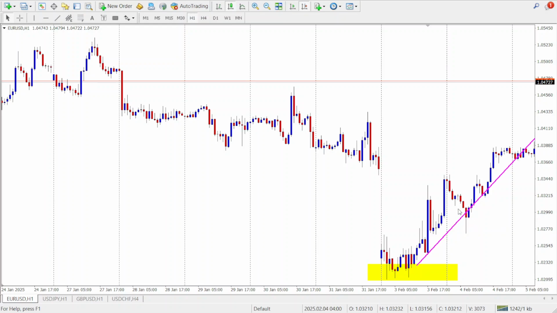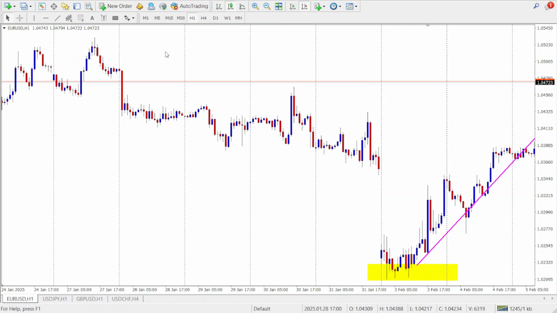Supply and demand zones drawn on 4-hour or daily charts will definitely hold more weight than those drawn on a 15-minute or 5-minute chart. Basically, the higher the time frame, the stronger the analysis.